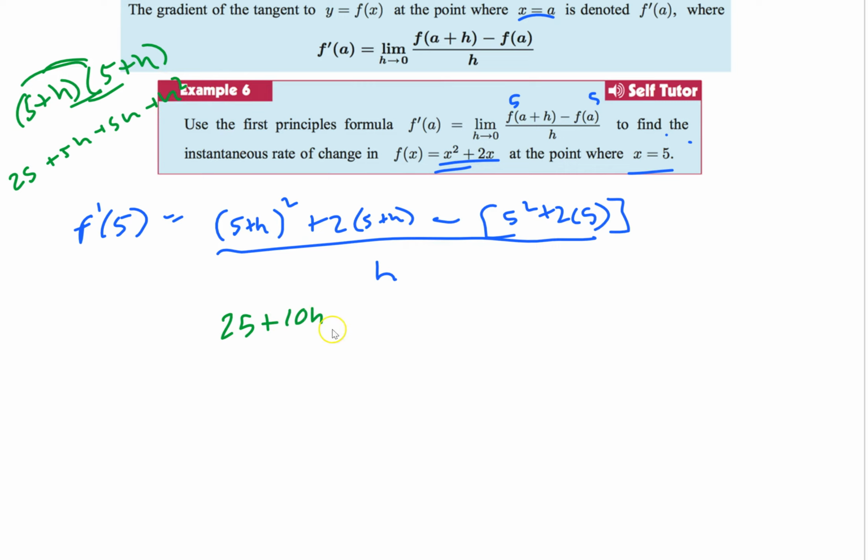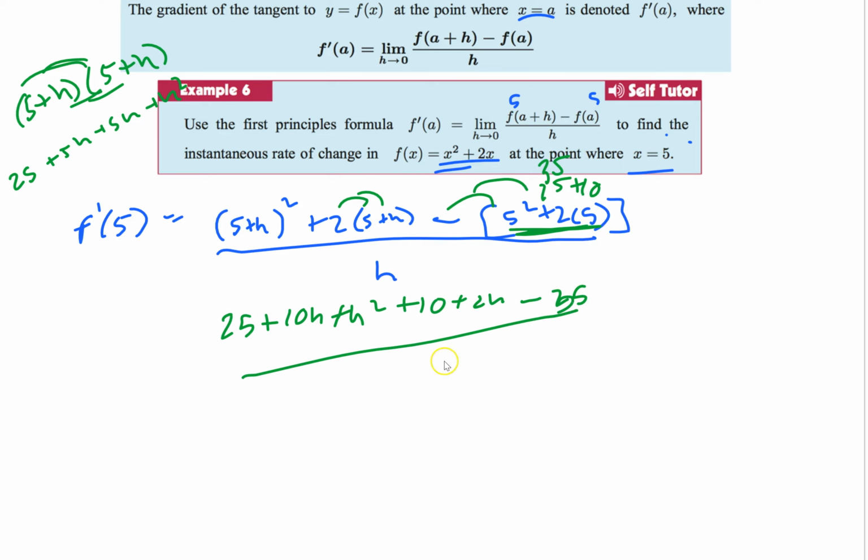So 10h by the middle too. I could distribute this. I'm going to get plus 10 plus 2h. And then distribute the negative here, and I get minus 25. Let me add these two first actually. This is 25 plus 10, so 35. So it's going to be minus 35, all over h, the limit as h goes to 0.